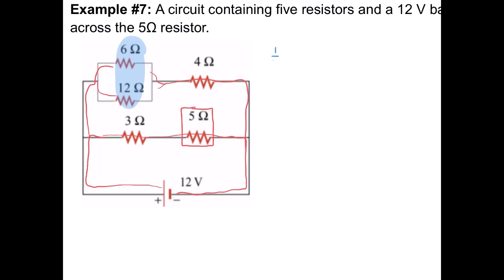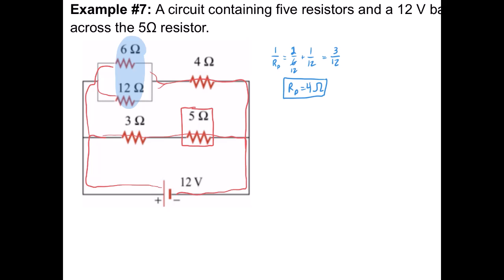So 1 over the equivalent or the total resistance in parallel is going to be equal to 1 over 6 plus 1 over 12. Now, the 1 over 6 is the same thing as 2 over 12. So I put those together, and I end up getting 3 over 12. Now, 3 over 12 is equal to 1 over RP. So I reciprocate that, and I get 12 over 3, which is 4 ohms. Now, that should make sense, because remember, anytime we have resistors in parallel, the total resistance should be less than either one of the ones that were before.